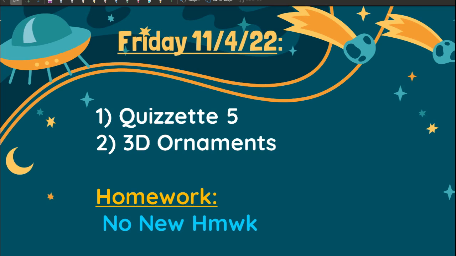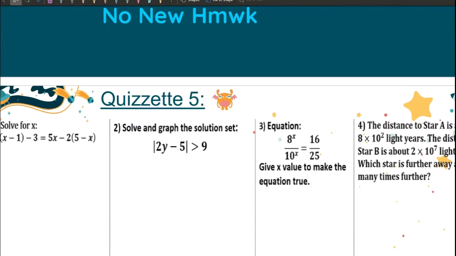Today we're going to go over Quizette 5, and then the rest of the period you're going to create the 3D ornament. This is going to help you build the sense of geometry when you have a three-dimensional object. If it's cut into two-dimensional space, how does it look, and how do they come together to make a three-dimensional object? Alright, so let's go ahead. We go to Quizette 5.